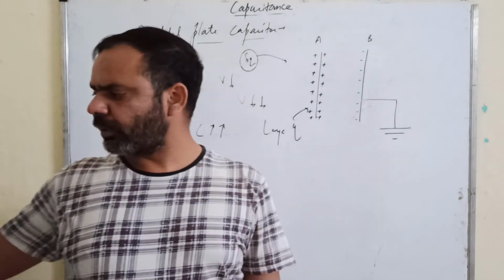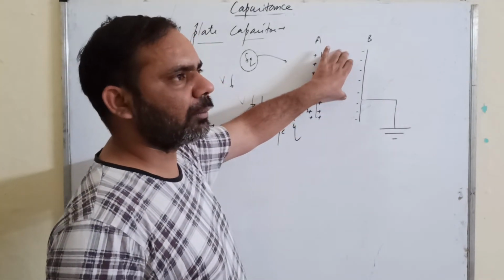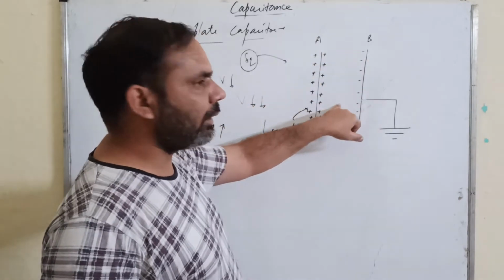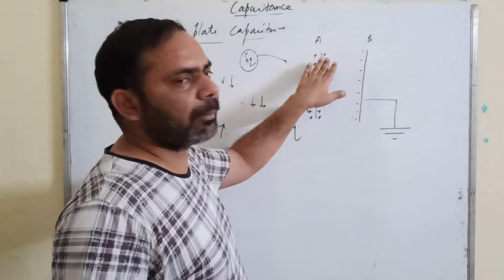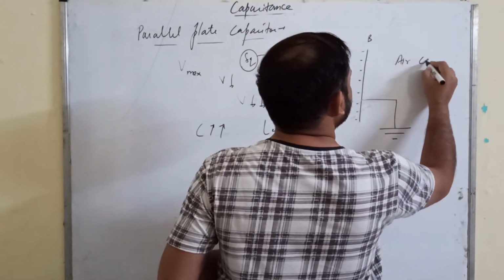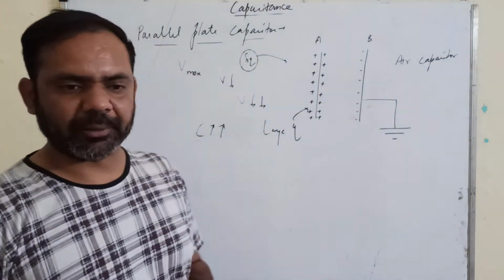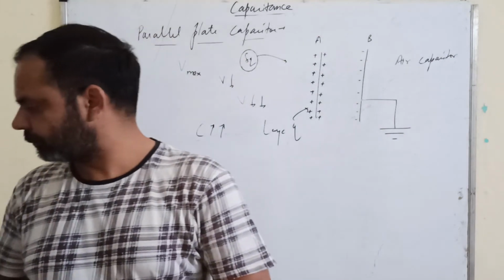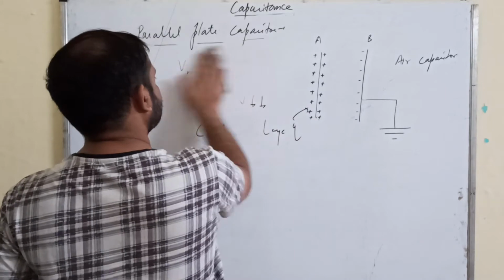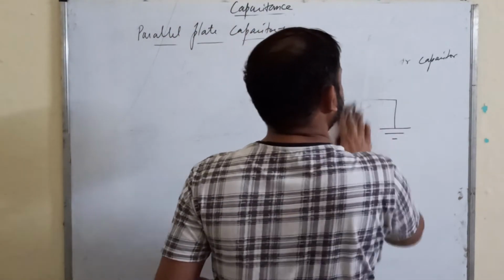Now again, we can have different types of material, different mediums between the plates here. Generally, if we have air in between the plates, we call that capacitor an air capacitor. This is the working of a parallel plate capacitor.